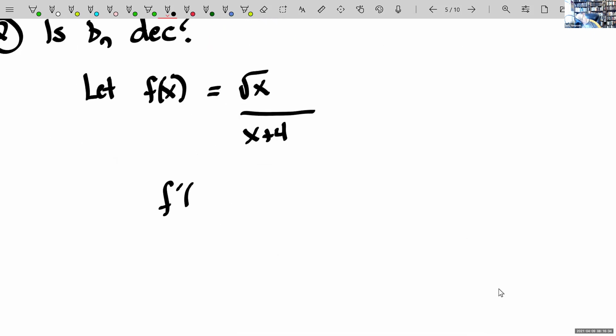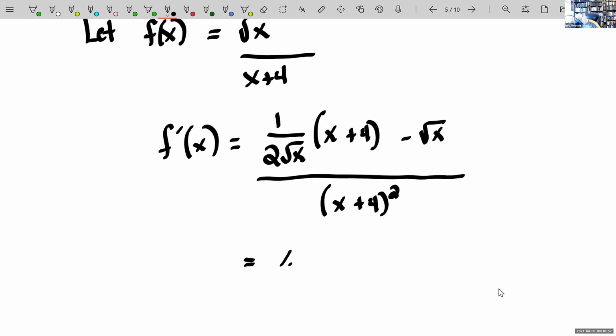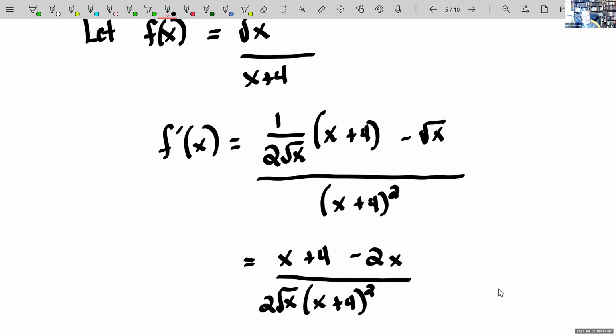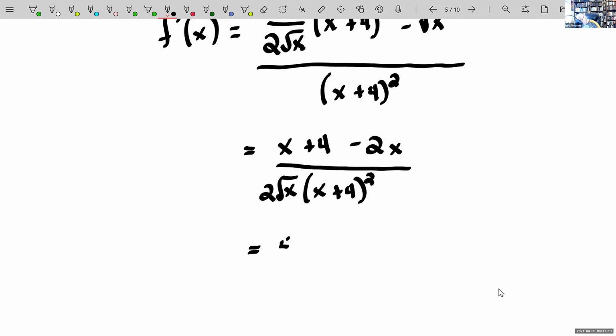Taking the derivative here, the derivative of the numerator is 1 over 2 root x times the denominator, minus the numerator times the derivative of the denominator, which is just 1, over the denominator squared. Multiply both numerator and denominator by 2 root x. You get x plus 4 minus 2x all over x plus 4 squared times 2 root x. So that's just me multiplying numerator and denominator by 2 root x, and then combining like terms in that numerator. And you get 4 minus x over 2 root x times the quantity x plus 4 squared.